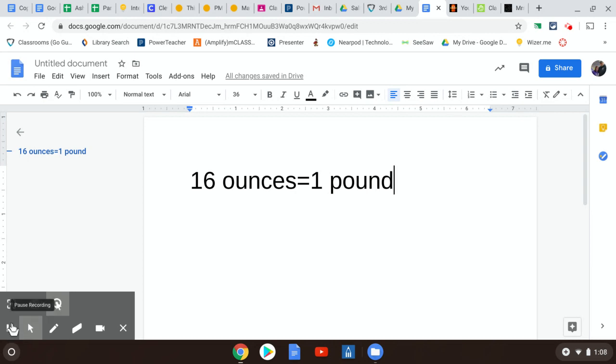So some examples you might have thought about where you've had to weigh something is maybe you've gone to the doctor and the doctor told you to get on a scale so they could see how much you weigh. Or if you go to the grocery store with your mom and dad, you might have weighed some fruit like a banana, or maybe you weighed apples to see how many apples you needed.